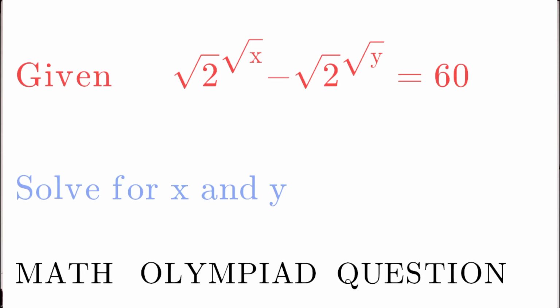Let us solve this exponential question, this math Olympiad question from China. Root 2 to the power root x minus root 2 to the power root y is equal to 60. Solve for the value of x and y.